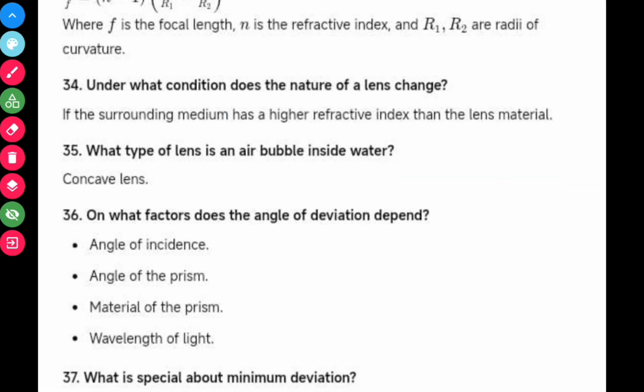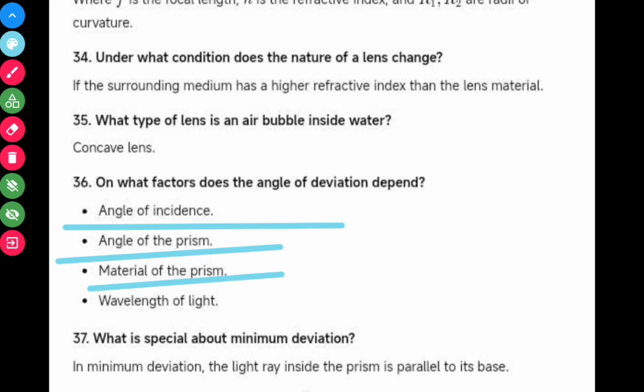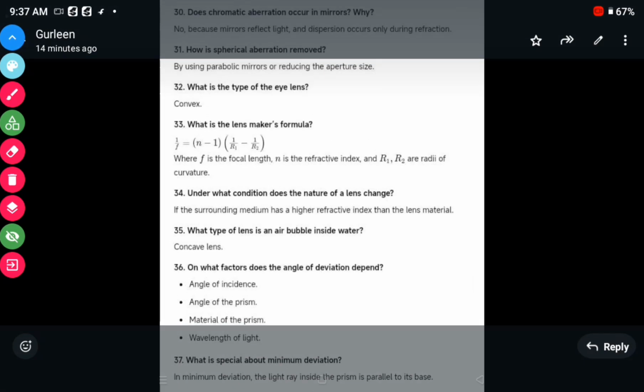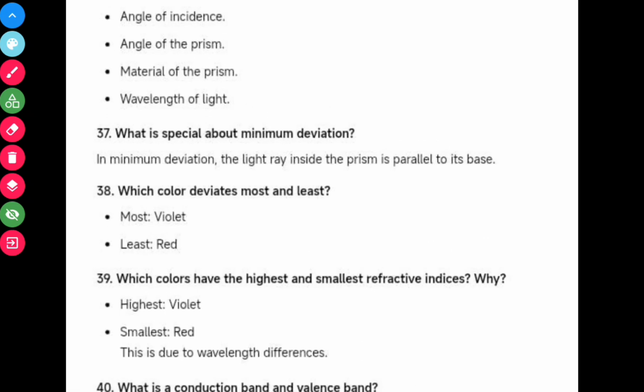On what factors does the angle of deviation depend? Angle of incidence, angle of prism, material of prism, wavelength of light. What is special about minimum deviation? In minimum deviation, the light ray inside the prism is parallel to its base. Which color deviates most? Most violet, least red. Violet deviates more and red the least. Violet की जो होती है हमारी refractive index ज़्यादा और red का कम. ठीक है.